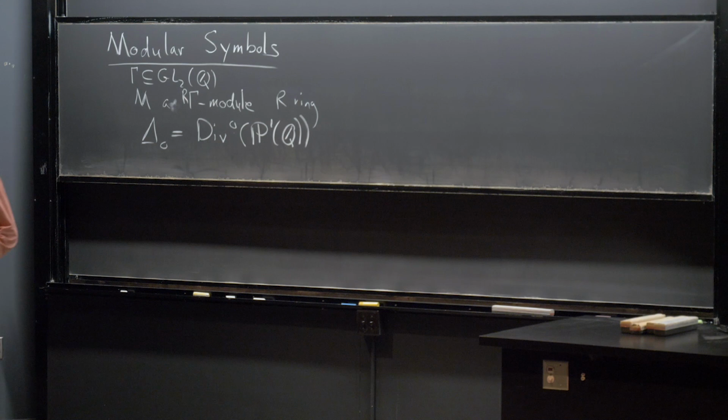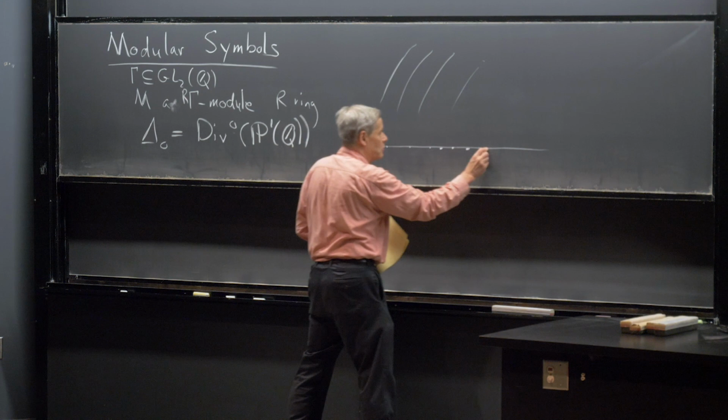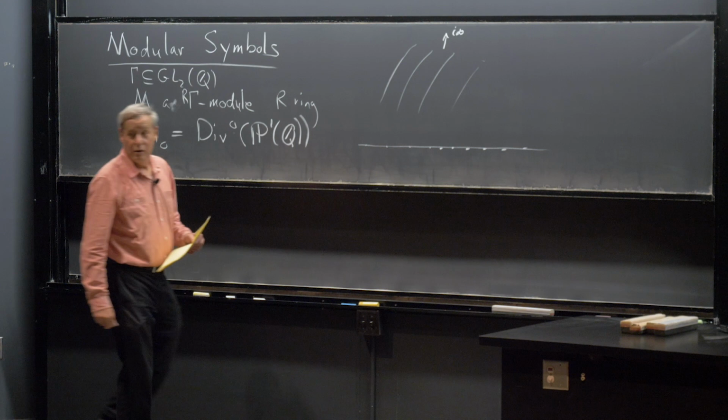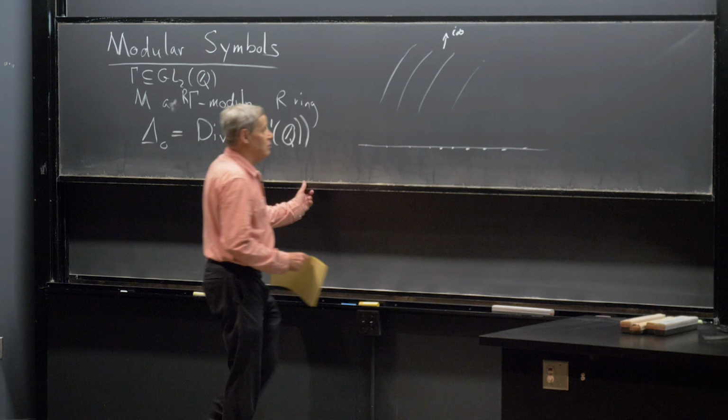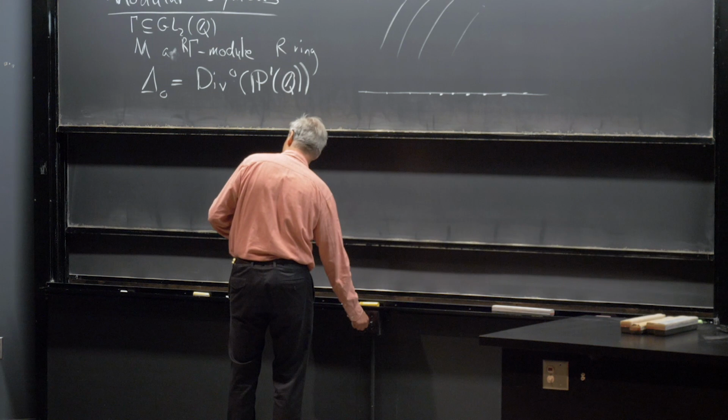So P1(Q), I imagine as follows: you start with the upper half plane, and P1(Q) is the set of rational numbers on the real line together with the point at infinity. Okay. So that's what I'm thinking about with P1(Q). I don't know if people can see that board so well, I'll move over here.